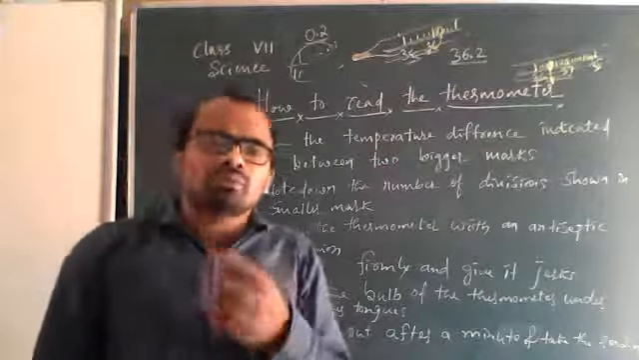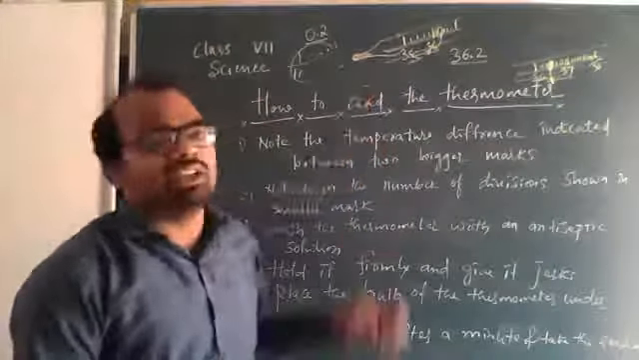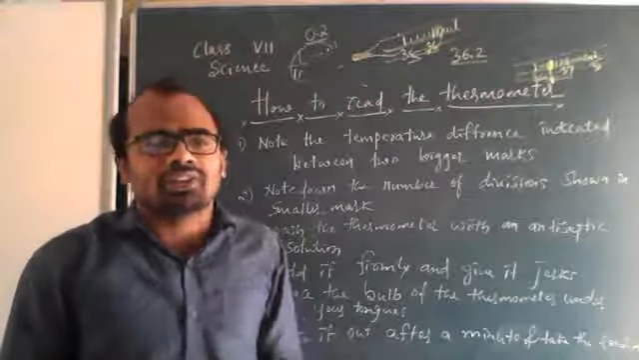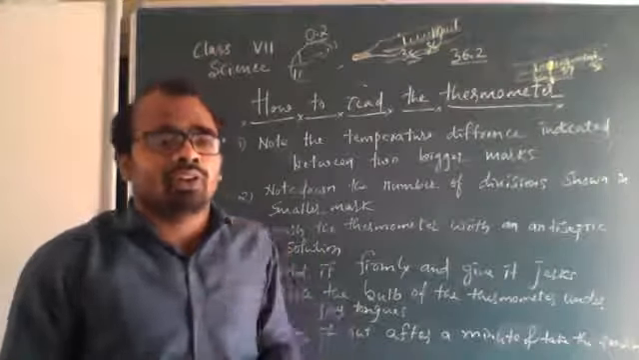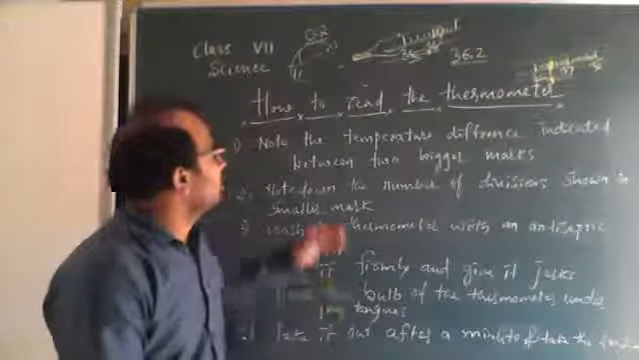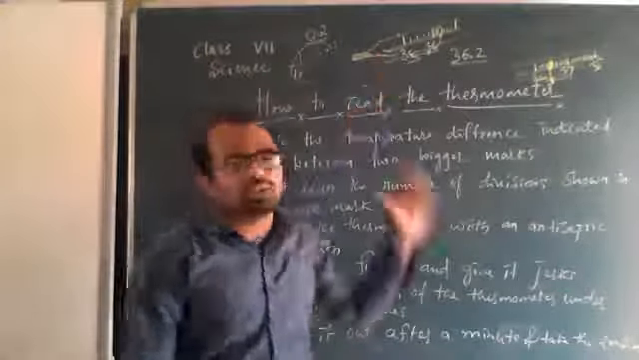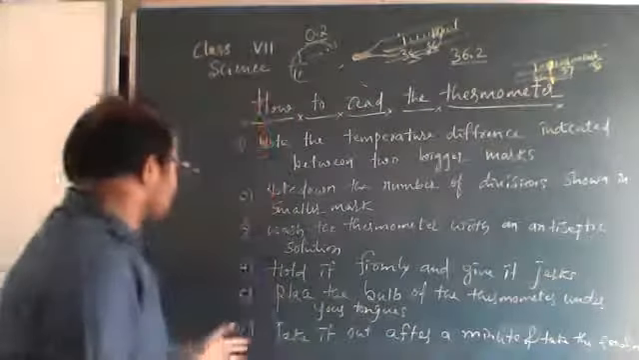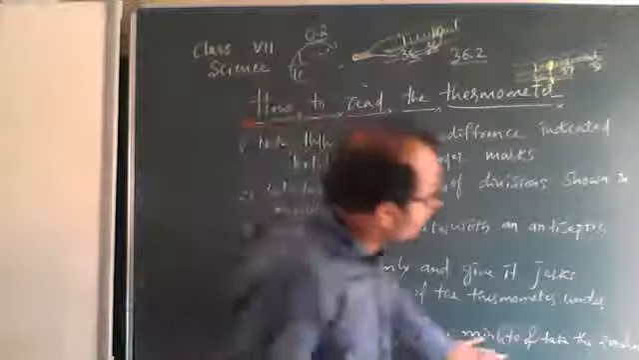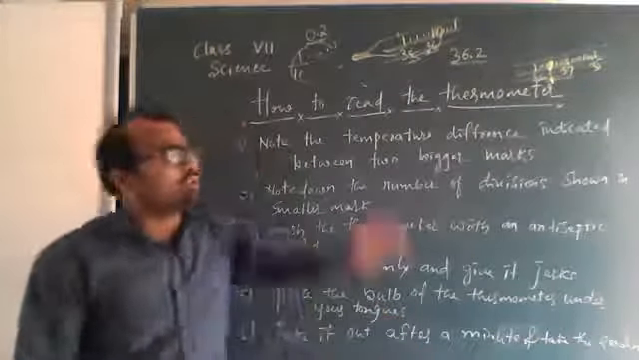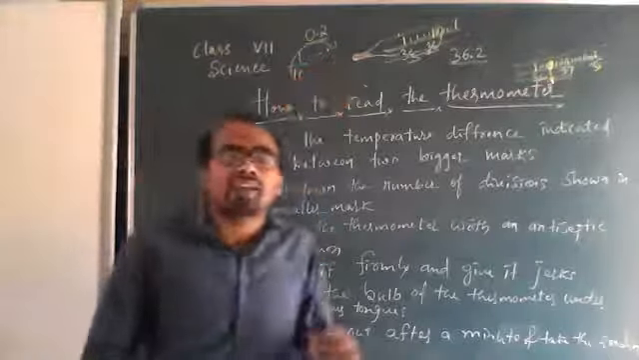Why we should place that? Because that part only takes the temperature. We have to place it for at least a minute so that it can take the temperature of our inside body. After 1 minute you take it out and you can measure that temperature. So last point, take it out after a minute and take the reading. After a minute you can observe the mercury level, you can find the reading there.